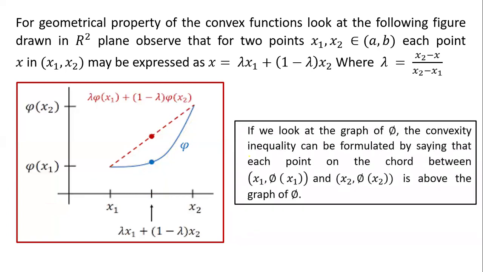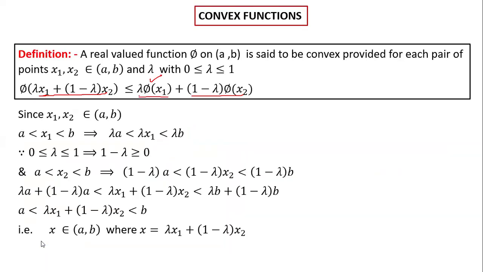Now, if we look at the graph of phi, the convexity inequality can be formulated by saying that each point on the chord between (x1, phi x1) and (x2, phi x2) is above the graph of phi. As I have told you, this is the point on the chord and this is the point on the graph of phi. So this point is always above this point. So this is the geometrical meaning of the convex function. Hope you all have understood the definition of the convex function.